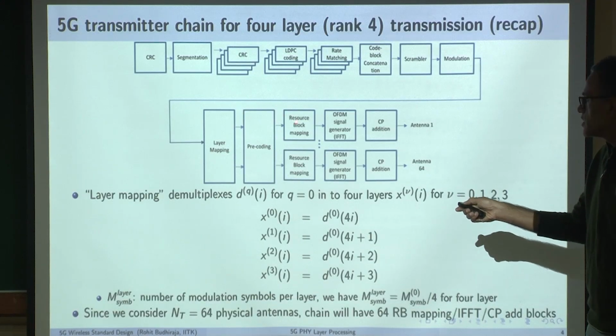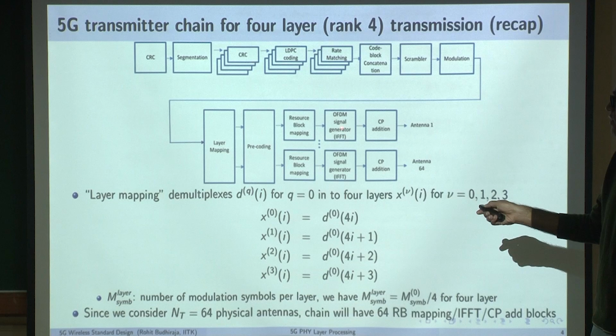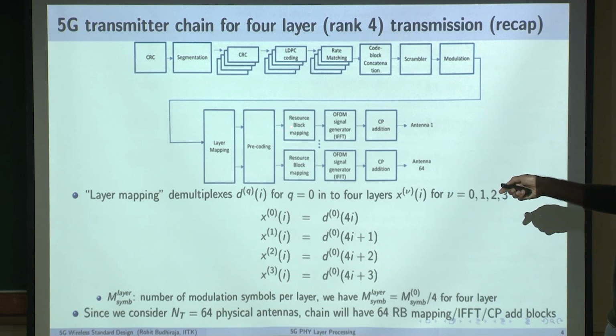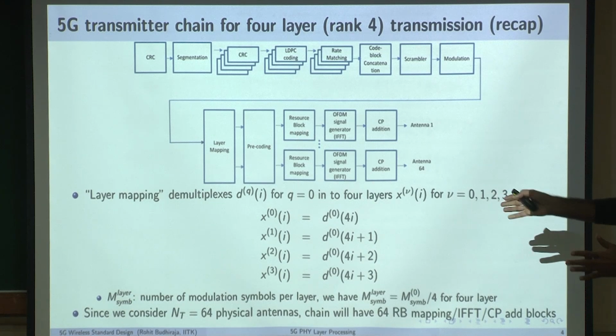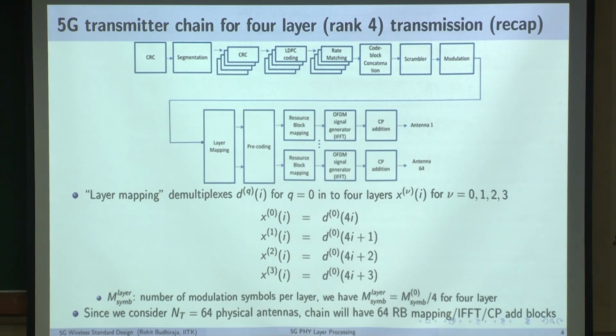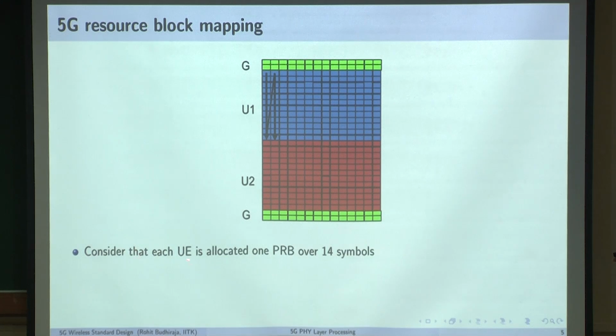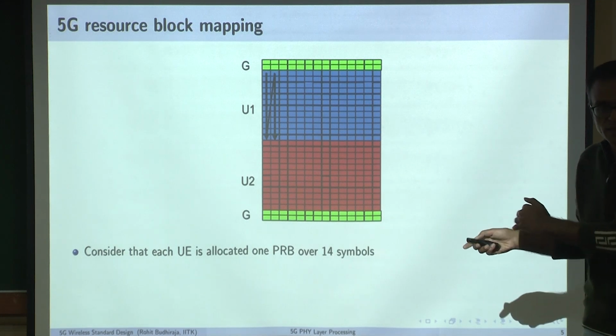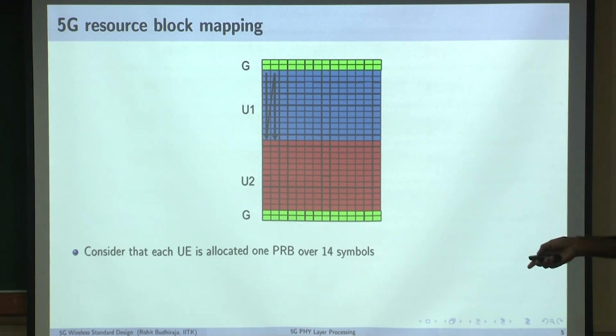And then what happens? There is this resource block mapping, OFDM signal generators, CP addition. This is what we did for a single antenna, and you will have to do it for 64 antennas. We discussed that in great detail. So you see this is the complexity of increasing the number of antennas. To understand this better, consider that each UE is allocated 1 PRB over 14 symbols. That's just for an example, to show you how it is mapped.